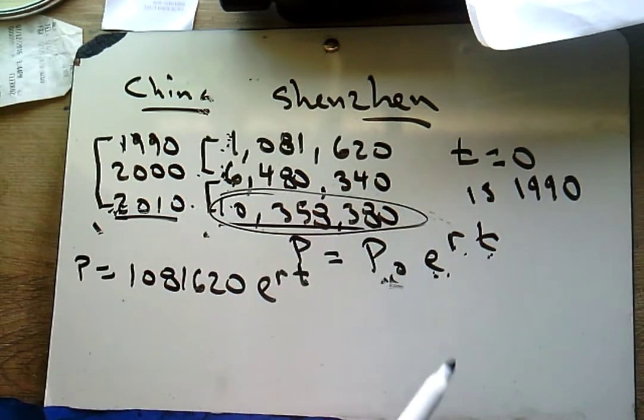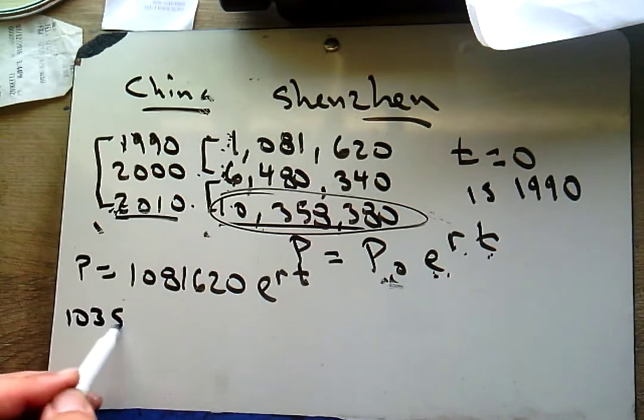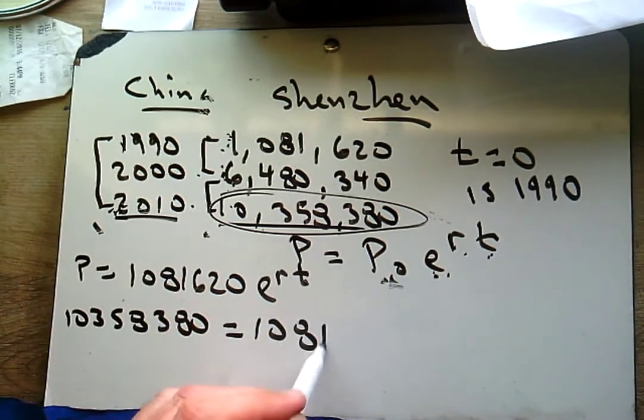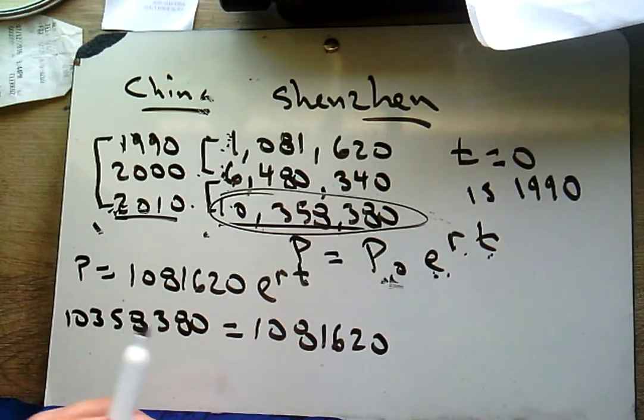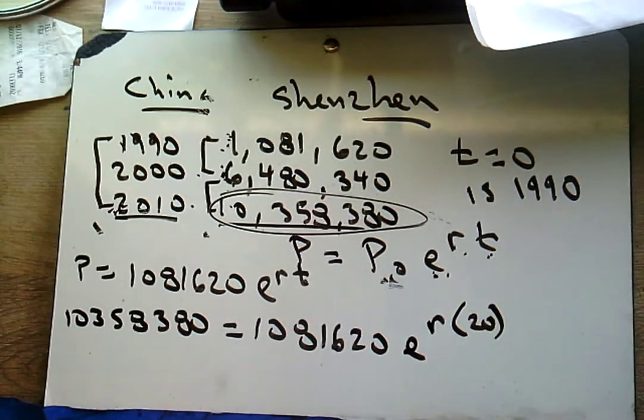And this is the number of people that I've got 20 years later. So I'm going to put that over here. 3,583,80 equals 1,081,620 e to the r times 20. Okay, so can you please finish solving this? I know, we're going to look for r now. That's what we need to do first.